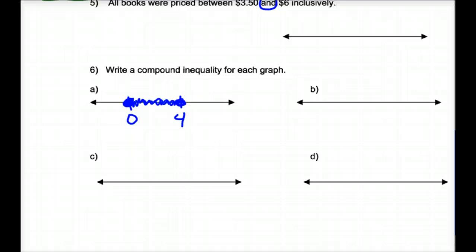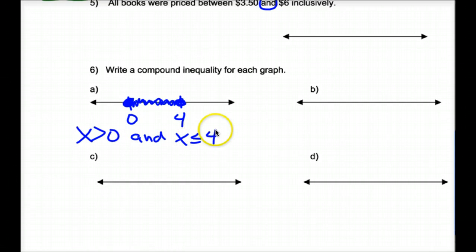See, it's easy. You guys would love a ton of these problems. Start with the variable x. x is greater than or equal to 0, and x is less than or equal to 4. Yay.